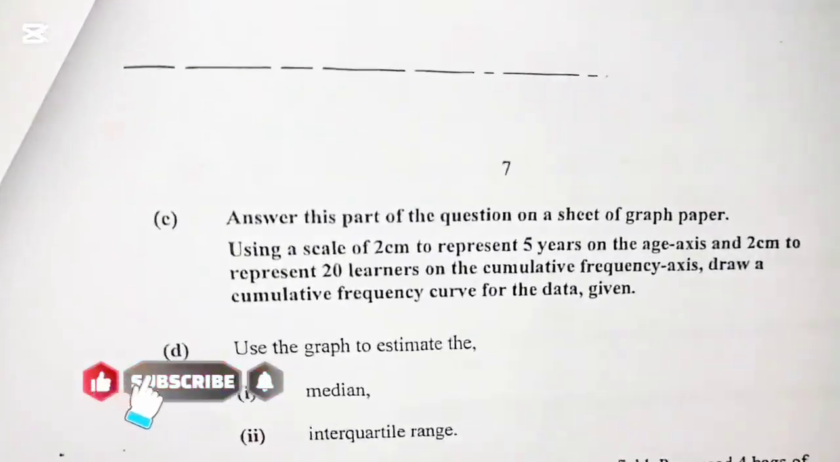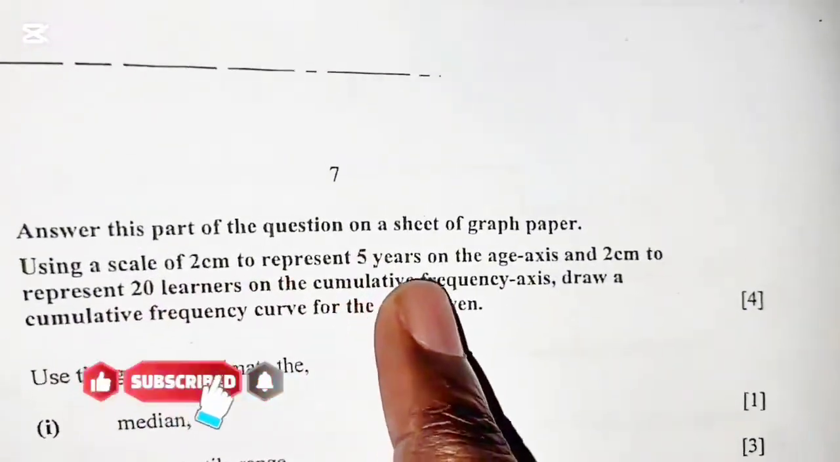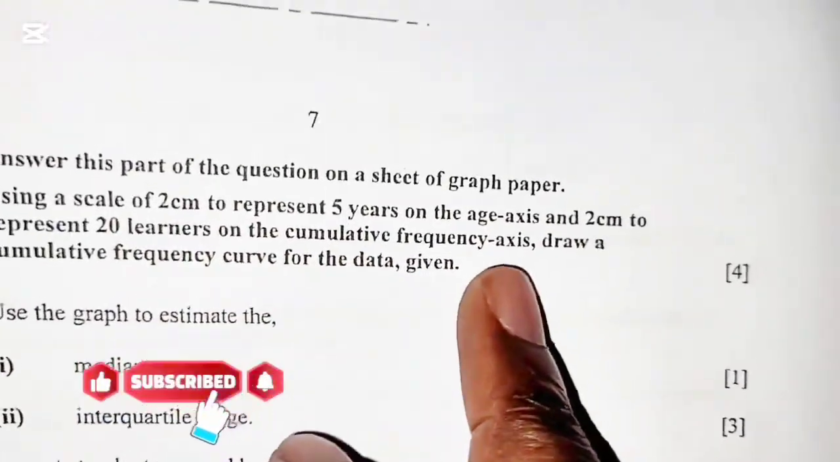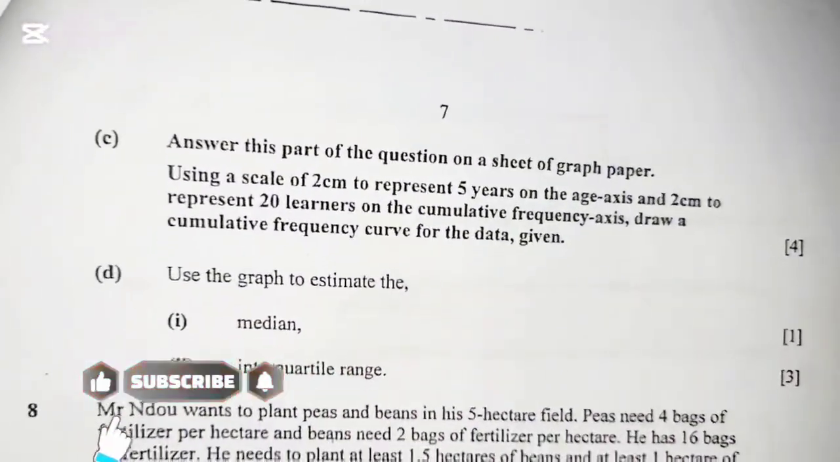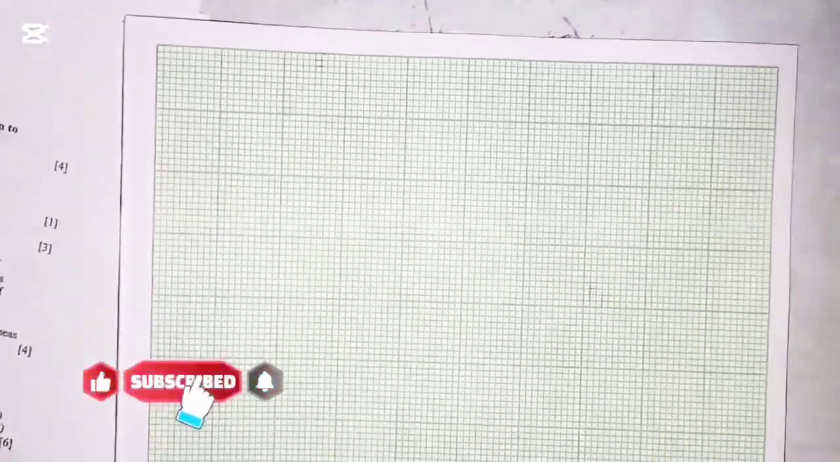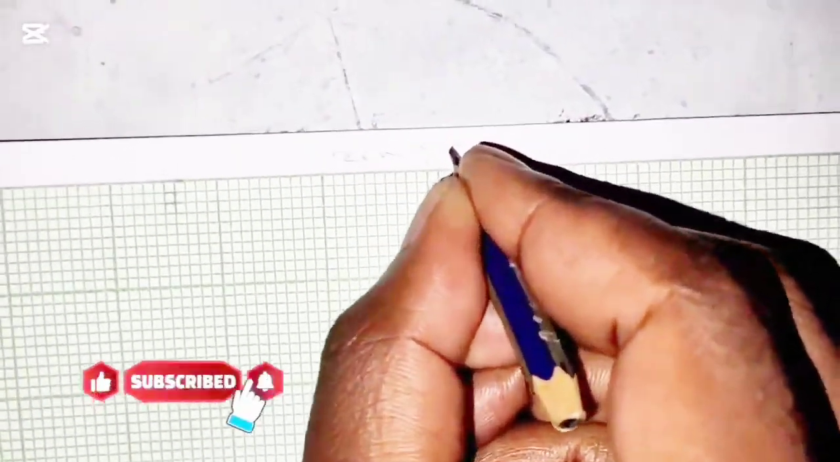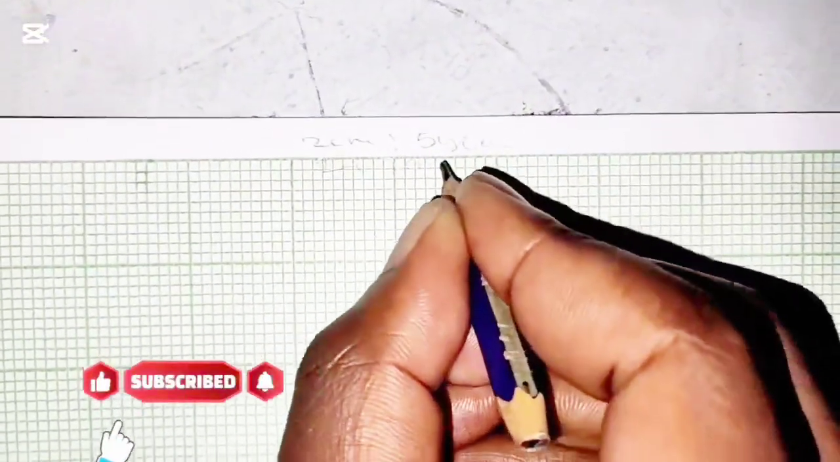Now the question says, answer this part of the question on a sheet of graph paper using a scale of 2 centimeters to represent 5 years on the age axis and 2 centimeters to represent 20 learners on the cumulative frequency axis. Draw a cumulative frequency curve for the data given. So I'm going to take my graph book right here, and I want to draw this cumulative frequency graph. So 2 centimeters to 5 years, and 2 centimeters to 20 learners.